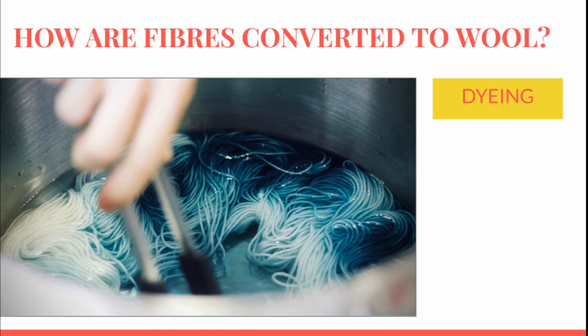Now all the fibers you get from the sheep are either black in color, white in color, or brown in color. But the sweaters you wear are very bright colored, so they are dyed before they are converted to the wool, or they are woven into the sweaters or the carpets. So the wool is dyed, or the fibers are dyed to different bright colors before it is woven into the yarn or into the sweaters.